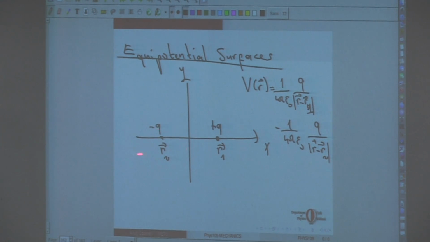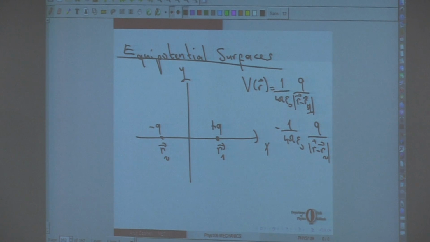The contribution of this one is 1 over 4 pi epsilon 0 times minus Q divided by the distance of the observation point from this charge. And as you see, the potential very close to this R1 goes to plus infinity. Very close to this minus charge, the potential takes values very, very close to minus infinity. So it takes all the values from minus infinity to plus infinity.